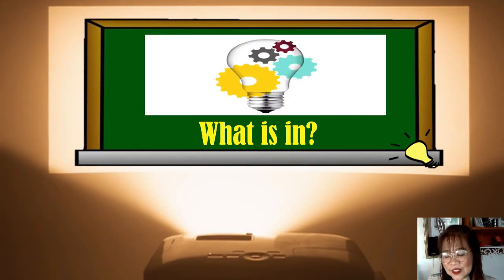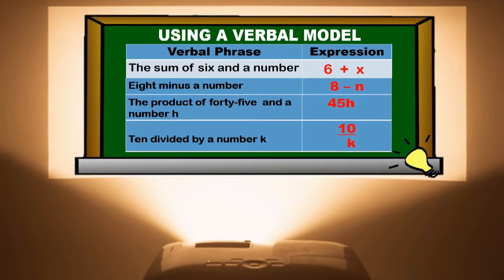What is in? Do you like to know more? Now, children, I have here a verbal model. As you can see, the first column is the verbal phrase and the next one is the expression. Now, how are we going to translate the verbal phrase into an expression?